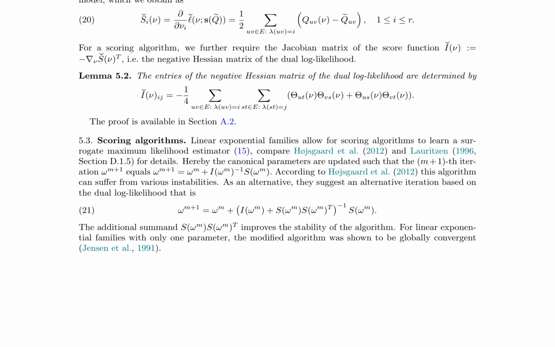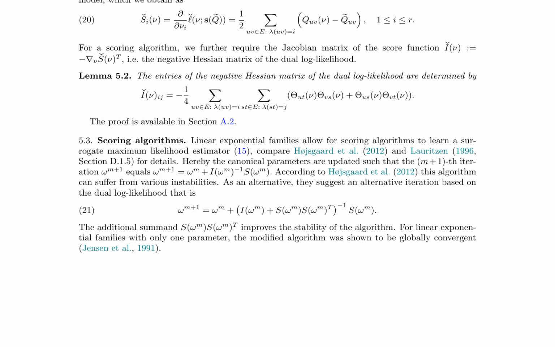In linear exponential families, scoring algorithms can learn a surrogate maximum likelihood estimator. The canonical parameters are updated using the formula omega m plus 1 equals omega m plus I, omega m, caret minus 1, s, omega m, where I, omega m, is the Fisher information matrix, and s, omega m, is the score function evaluated at the mth iteration. However, this algorithm can suffer from instabilities.